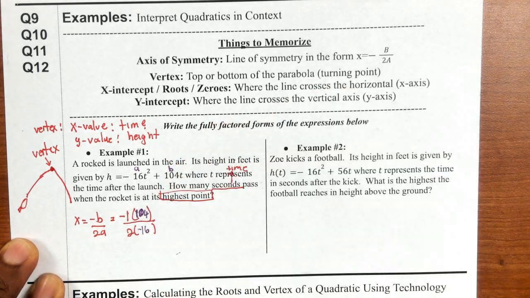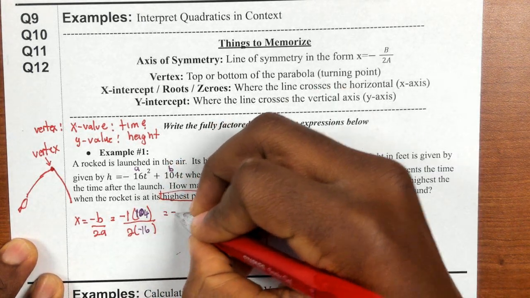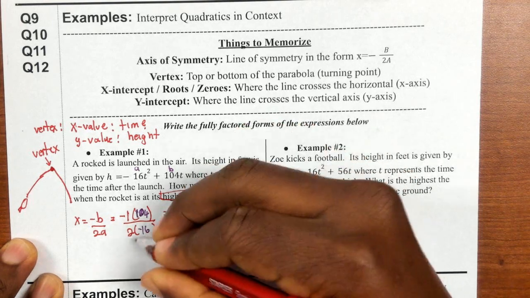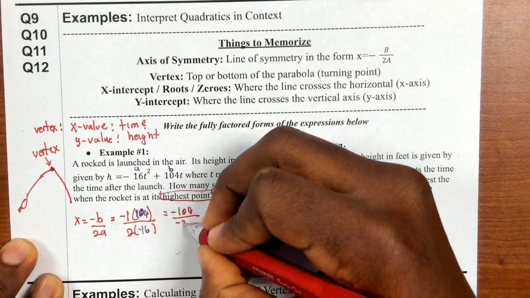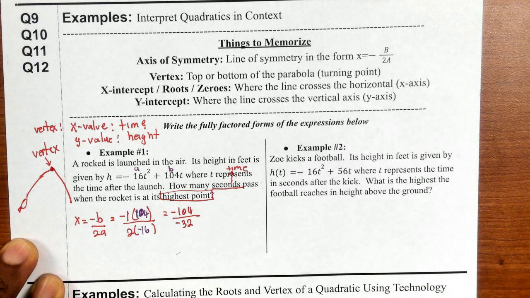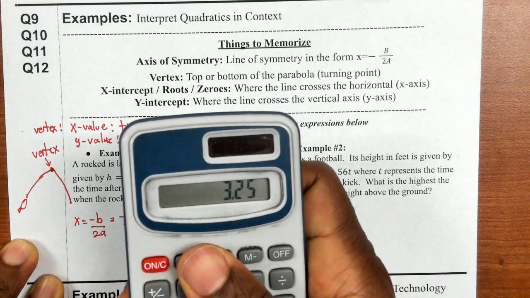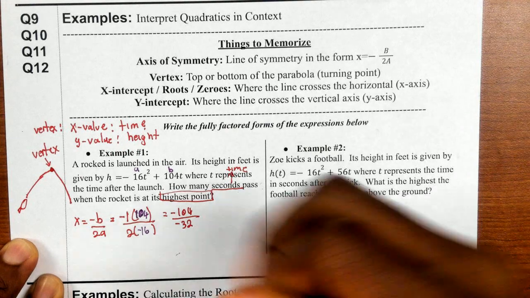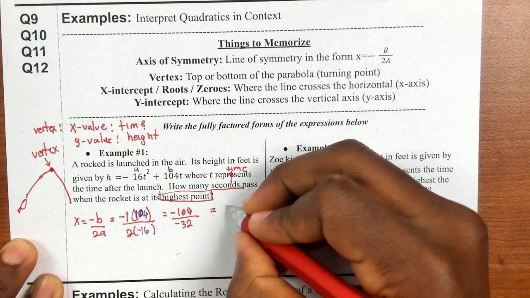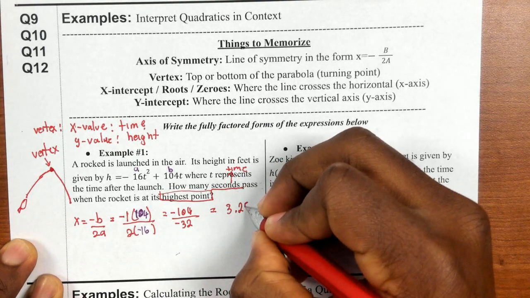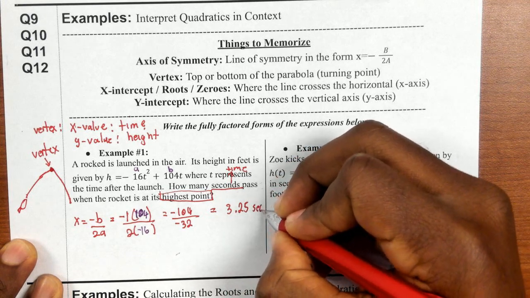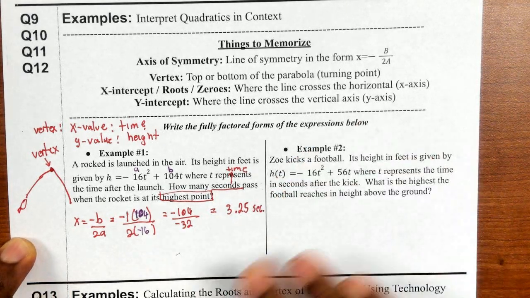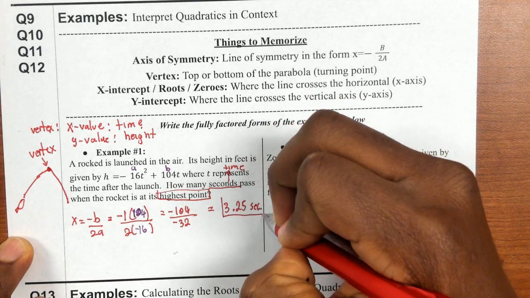Negative 1 times positive 104 will give me negative 104. 2 multiplied by negative 16 is negative 32. Negative 104 divided by negative 32, a negative divided by a negative gives me a positive 3.25. So the answer for this question will be 3.25 seconds. So again, you don't need to round this, guys. This would be the answer.